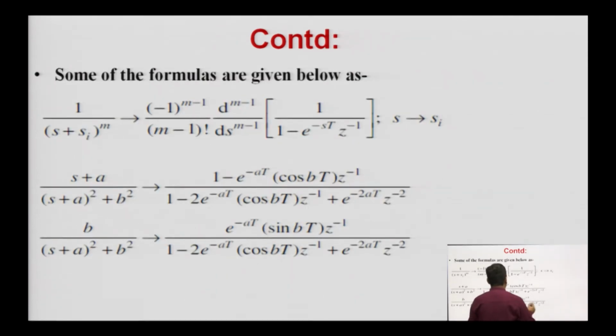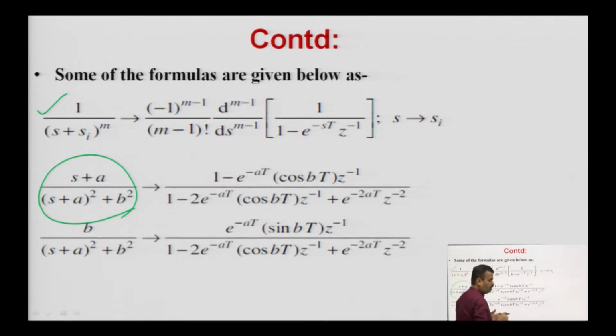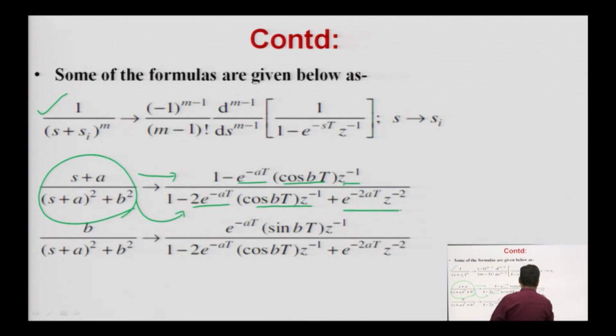So, first is for the linear factor, you can see here. This is for your cosine, like if your H(s) is given in this form: (s plus a) upon (s plus a) whole square plus b square. If your expression H(s) is in this form, then you can directly convert. You can also prove this formula the way I did for the linear factor. Or if H(s) is given in this form, then directly you can put this: 1 minus e to the power minus a t cos b t into z to the power minus 1 upon 1 minus 2 e to the power minus a t cos b t z to the power minus 1 plus e to the power minus 2 a t z to the power minus 2.